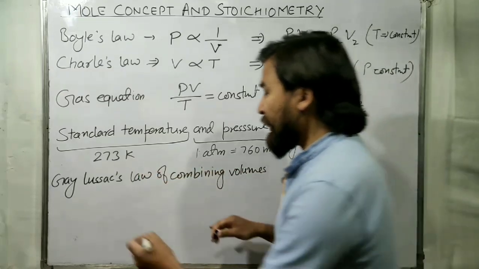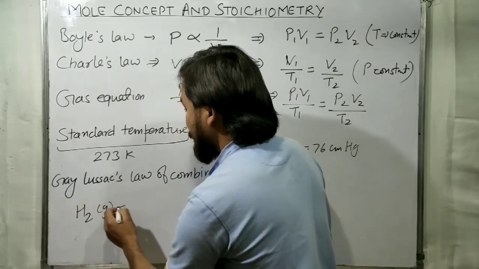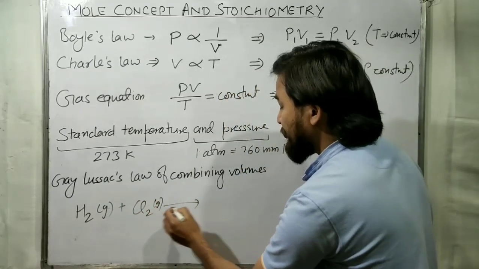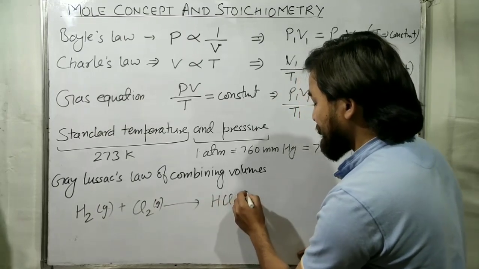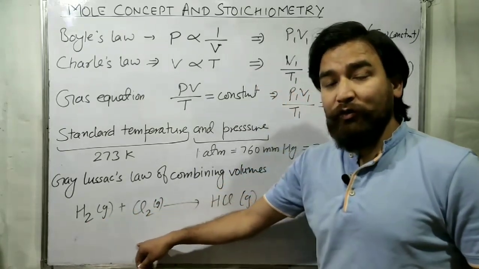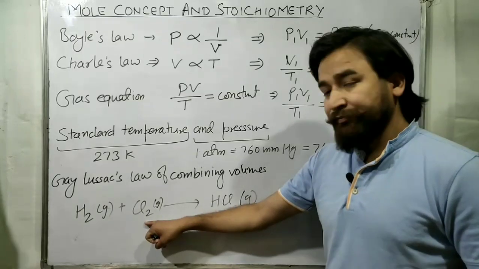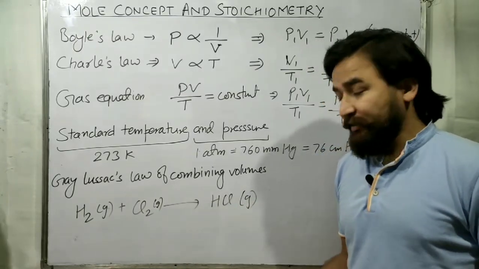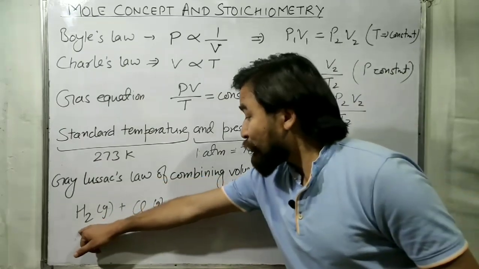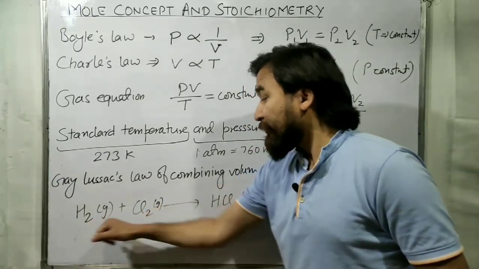For example, if we have a chemical equation, H2, that is a gas, plus Cl2, it is also a gas, it is going to form a new gas, that is HCl. So what does it say? It says that when two or more gases react together, so here hydrogen and chlorine react to form a new compound, that is HCl. Fortunately it is also a gas. So this law says that whenever two gases react, they will react in such a way that they will have a simple whole number ratio.